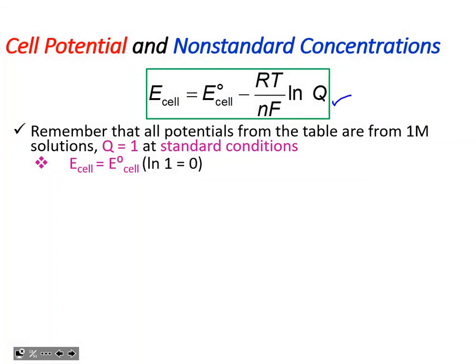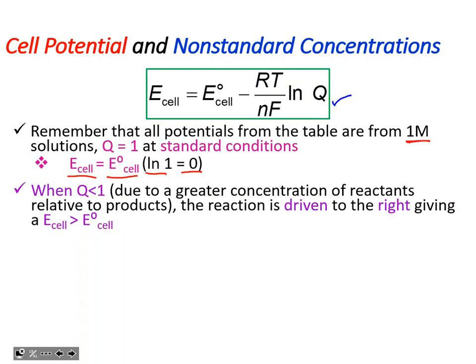Couple of factors. At standard conditions, Q is always going to equal 1 because all of the solutions are at 1 molar. So it doesn't matter if they're to a certain power or whatever, Q is always going to be 1. Do remember too, if ln 1 equals 0, that means this side of the equation is going to completely drop off, and that's why the non-standard E cell equals standard E cell, like so.